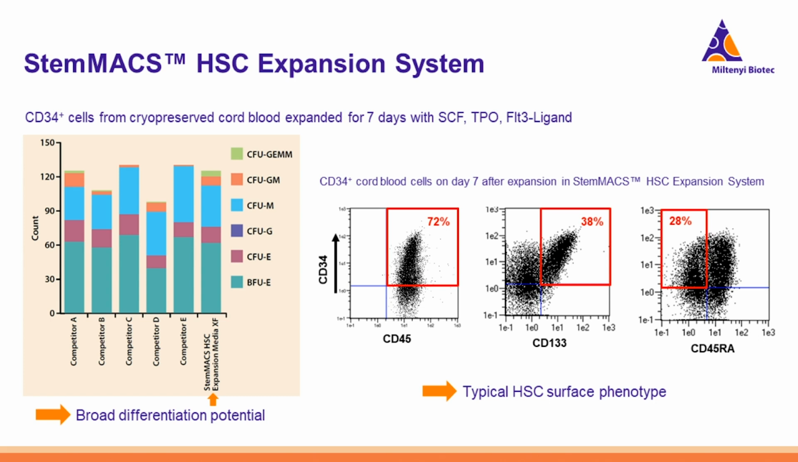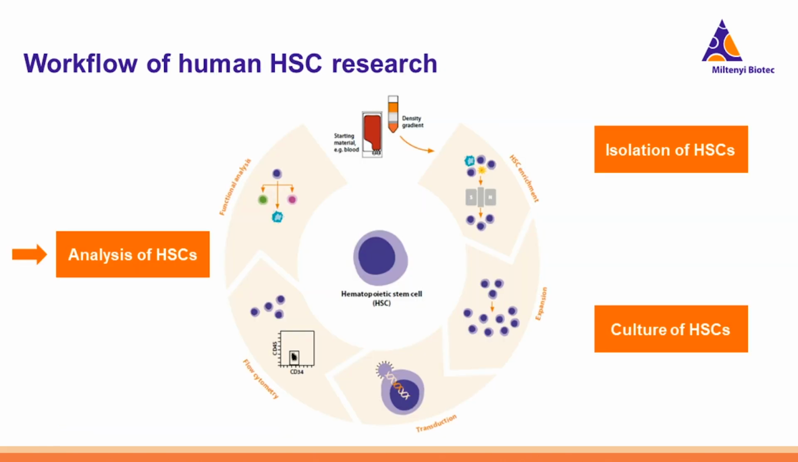Taken together, our StemMax HSC expansion system ensures high levels of CD34+ cells with a broad differentiation potential and a characteristic surface phenotype of early hematopoietic progenitors. For the analysis of HSCs, specific markers are used to define the phenotype, and HSC colony assays are used for functional analysis. So let's see how to make your analysis of HSCs smart and easy.